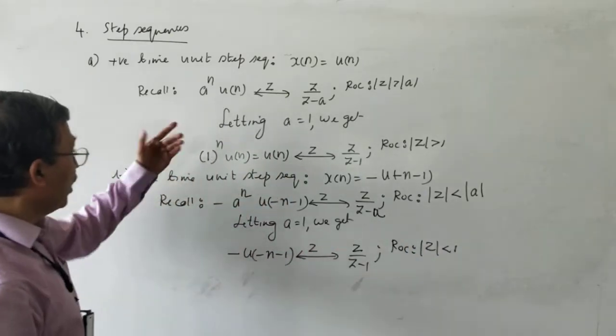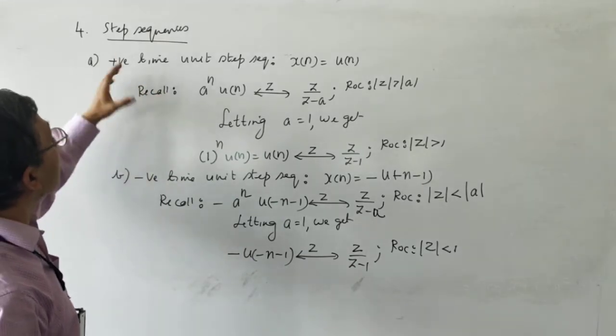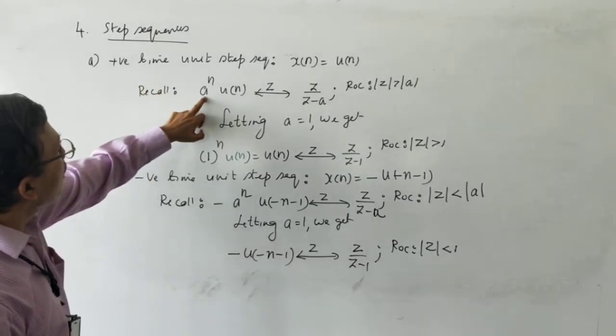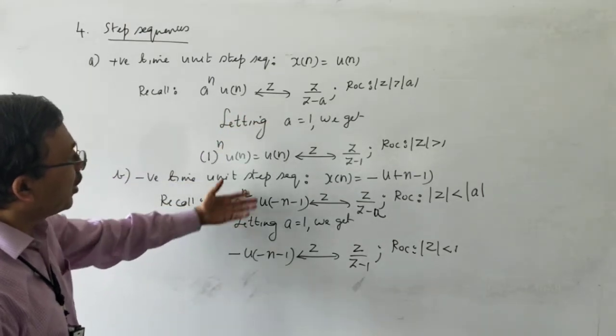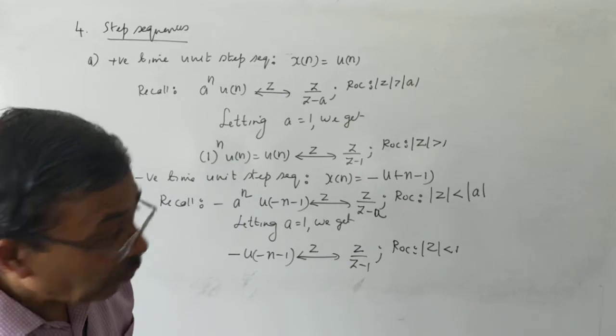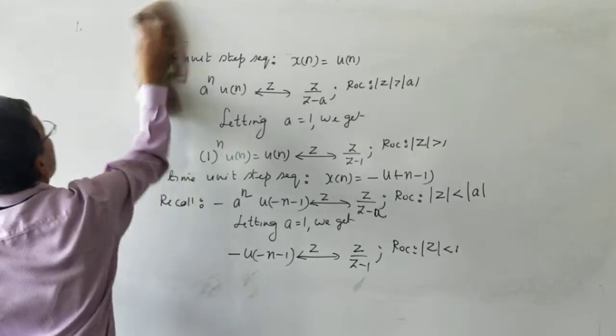These are the two corollaries of the previous signal. So you should remember this expression, then put a equal to 1, and you get the required answer. Now using these answers, we do a few problems.